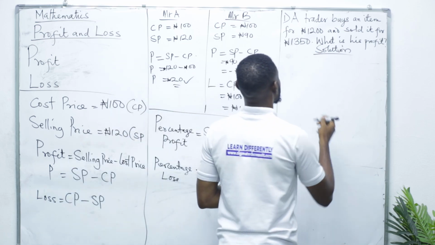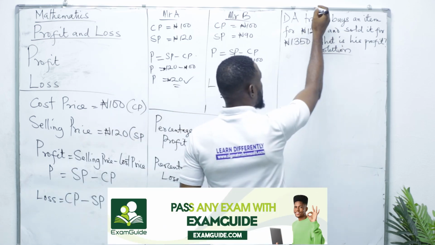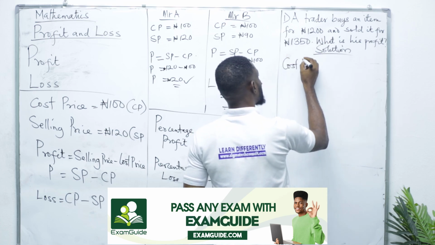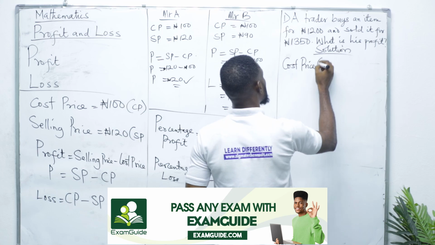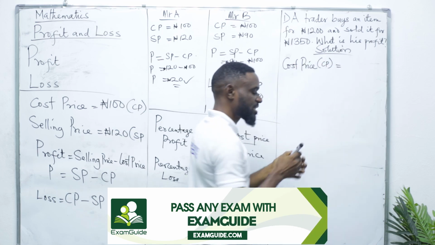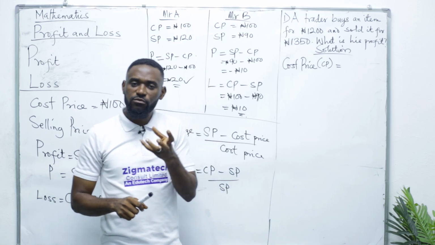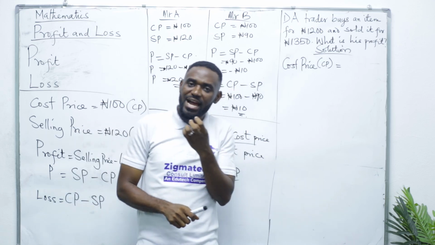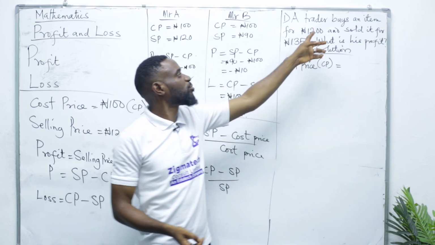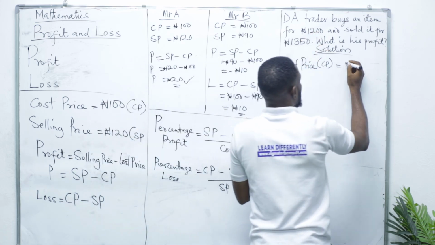So from the question, we can deduce that our cost price, CP, is equal to what? The cost price means the price of the goods, the price the businessman bought the item he wants to sell. So he bought it at 1,200.